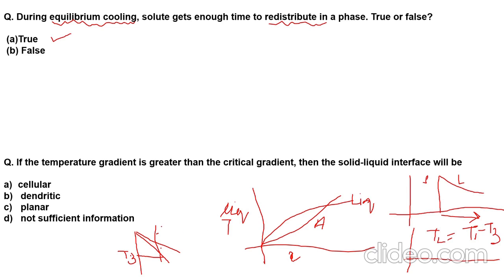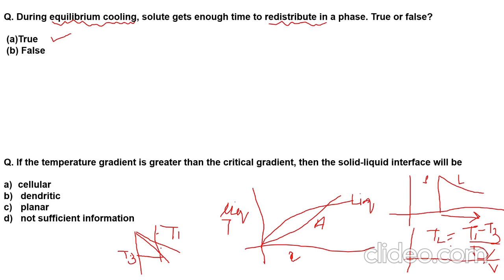This is your T1 at the liquid interface, which is some function of your diffusion coefficient and your velocity. Based on this, your concentration gradient is given. If you have a critical gradient which is higher than your given temperature gradient, then you will have non-equilibrium cooling because of supercooling. But if it is lower, then you will have equilibrium cooling.